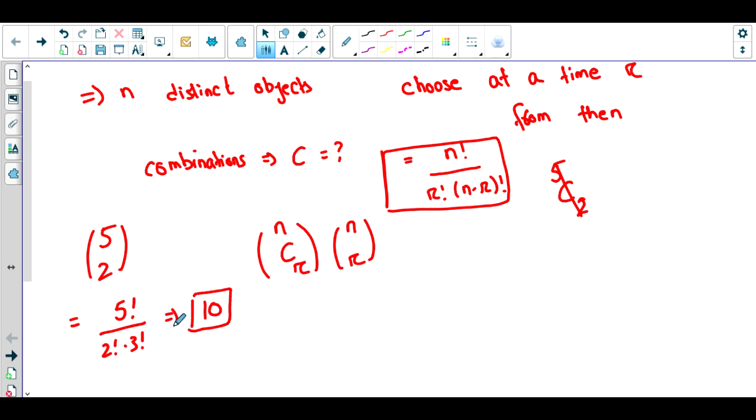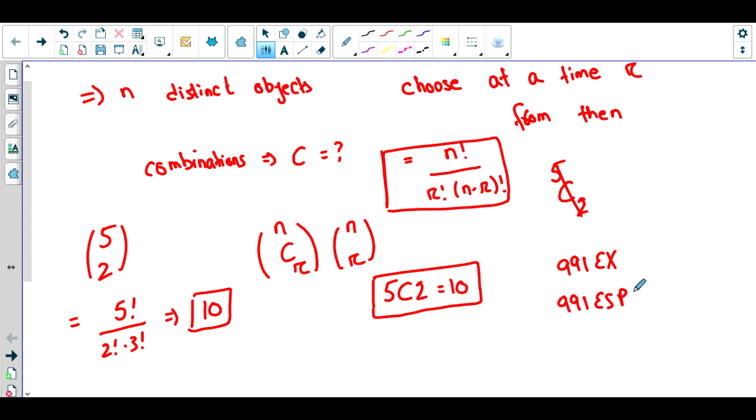If you don't know about factorials, you should go and revise video 1, and you can directly find it on a calculator. You just write 5C2, it will give you the answer 10. For mathematics, I prefer these 3 Casio calculators: the fx-991EX, the fx-991ES Plus, or if you want a graphic calculator, you can use the fx-CG50. These 3 Casio models are good calculators.